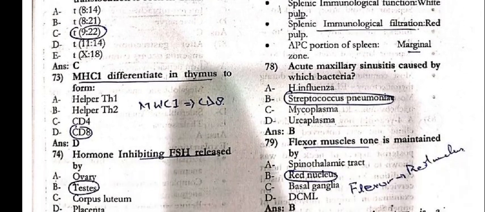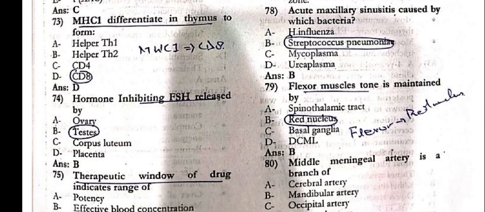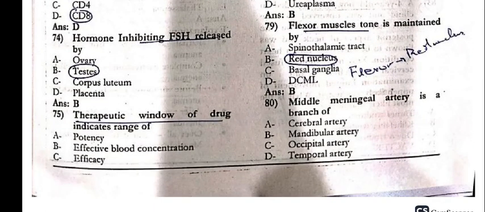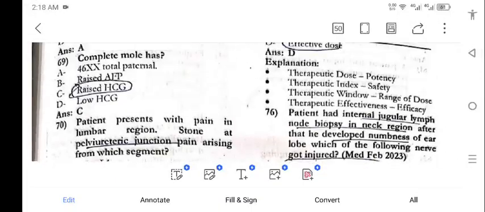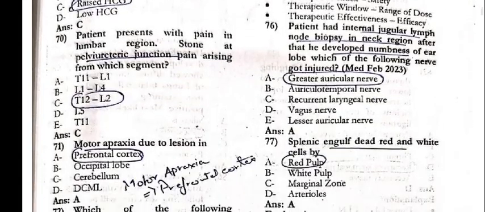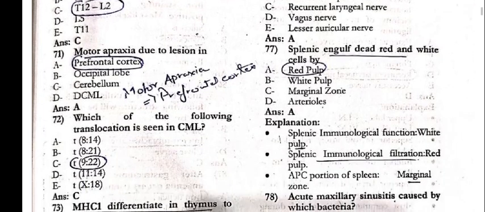MHC1 differentiates in thymus to form CD8. The hormone inhibiting FSH is released by the testes. The therapeutic window of the drug indicates the range of effective dose. Next, 76, the patient had an internal jugular lymph node biopsy in the neck region. After that, he developed numbness of the earlobe. Which of the following nerves got injured? The greater auricular nerve. 77, the spleen engulfs dead red and white cells in the red pulp.